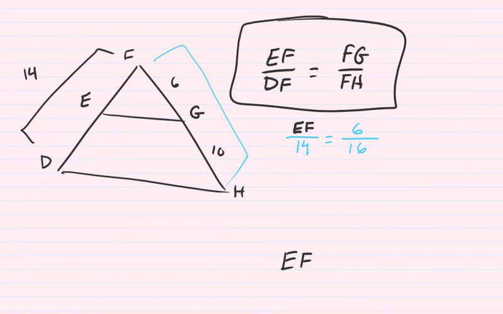So when I cross multiply, I get 16 times, you can rename that as an x, that's fine, 16x equals 6 times 14. Then you get x equals 6 times 14 over 16. You can multiply that out and then reduce that fraction, which is equal to 5.25, or as a happy fraction, 21 over 4.